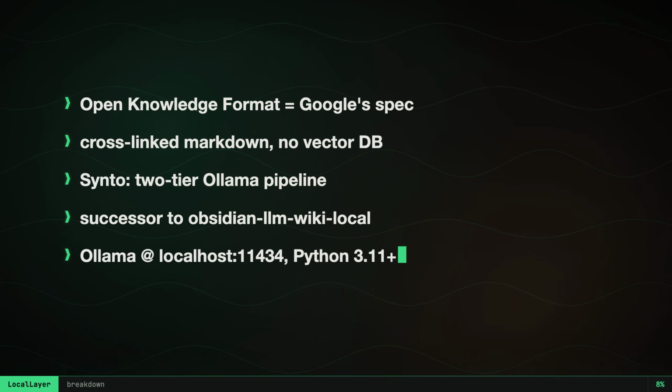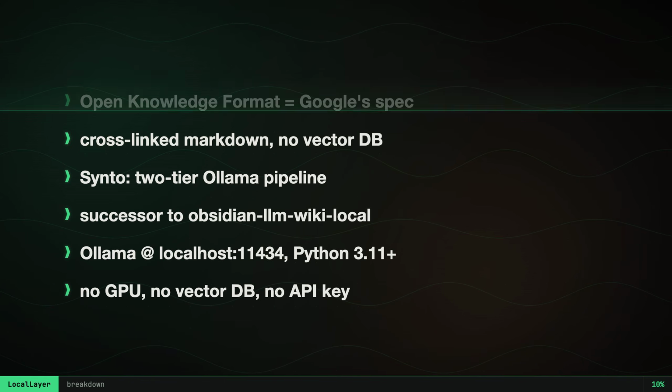Before any of this, you need Ollama, running locally, reachable at localhost 11434, and Python 3.11 or newer. That's Synto's stated minimum. No GPU anywhere in this pipeline, no vector database, no API key at any point.